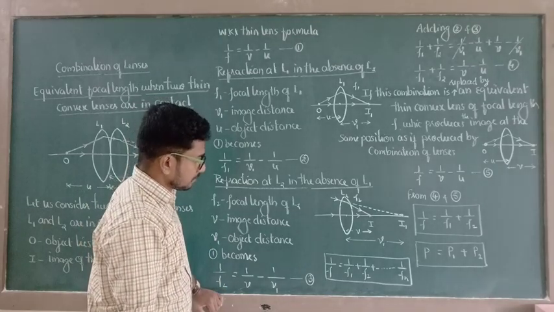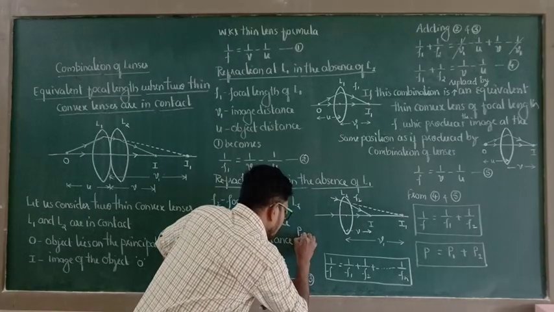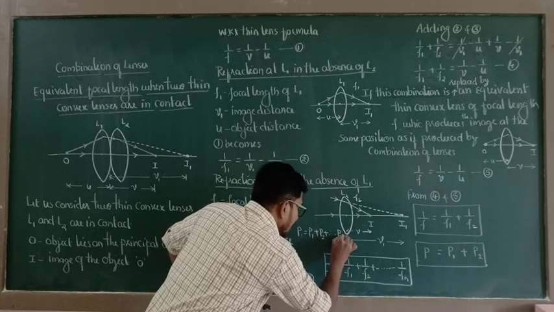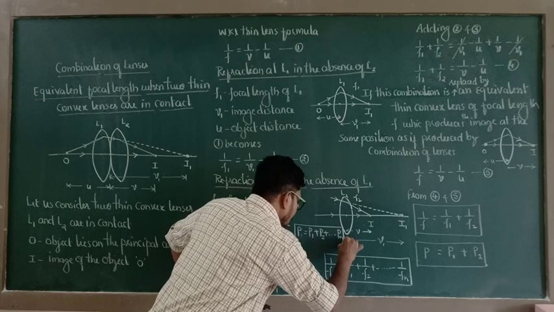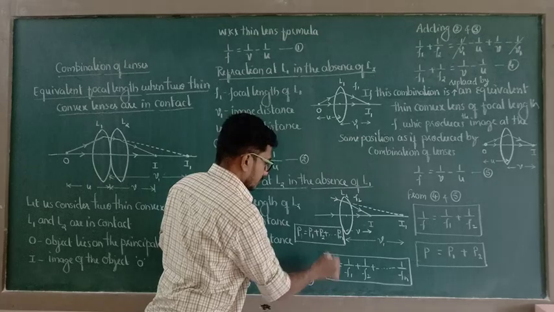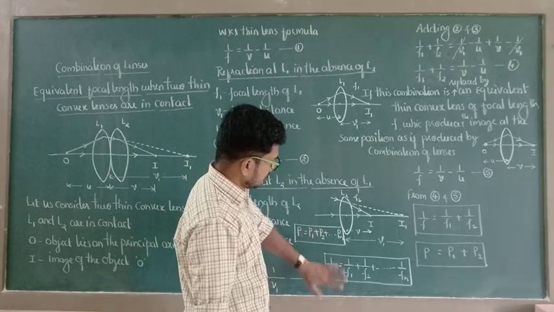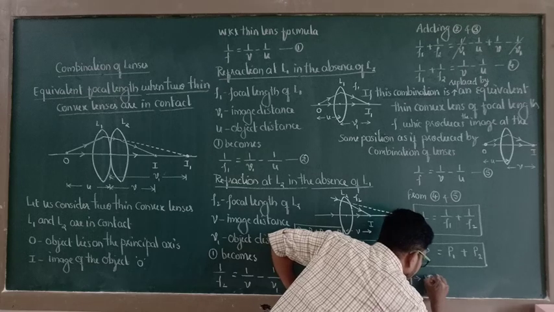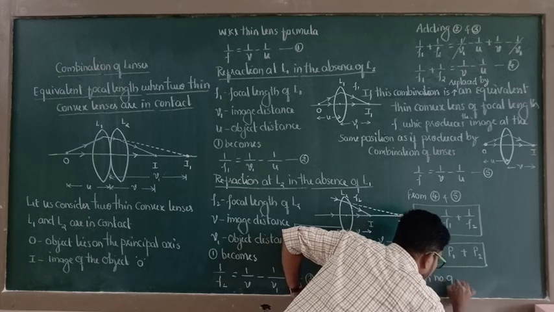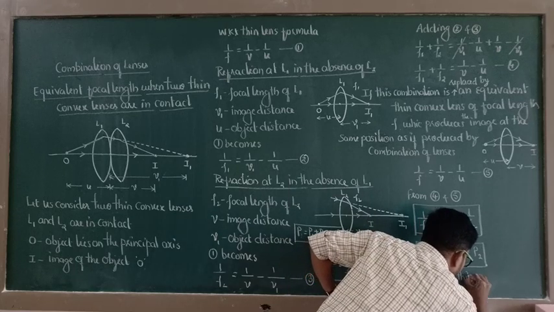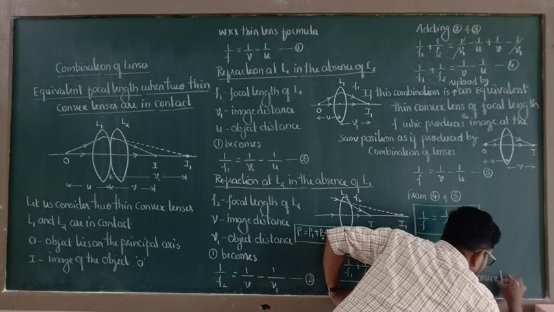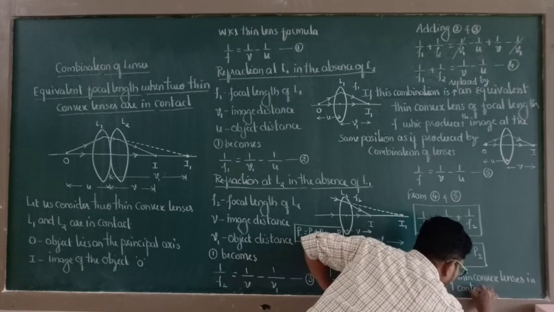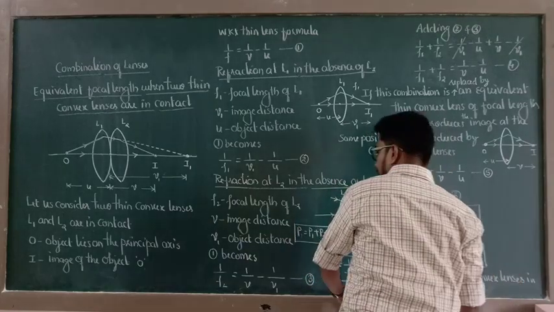Then power of the lens becomes P is equal to P1 plus P2 plus up to Pn, power of the lens, for n number of thin convex lenses in contact coaxially.